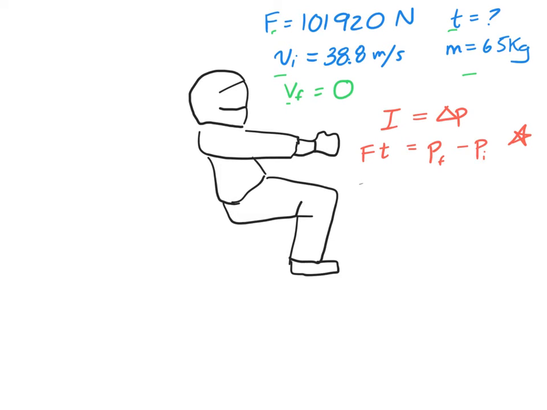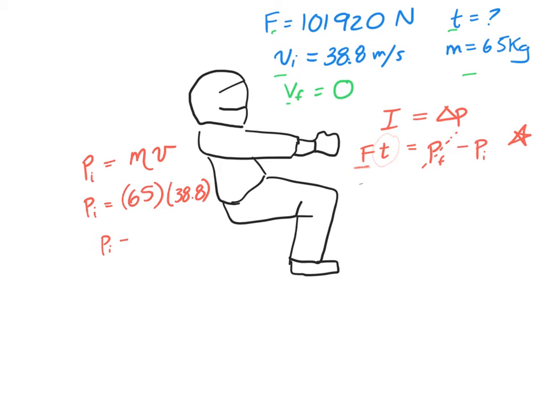So let's see what we currently know. We know the force, and we're looking for the time. So we're going to have to go find these momentums. Let's figure out how we could do that. Well, P final, like we said, the final velocity is going to be 0, so the final momentum is going to be 0. How do we find that initial momentum? We're going to use mass times velocity. So our initial momentum is going to be 65, and our velocity originally was 38.8.